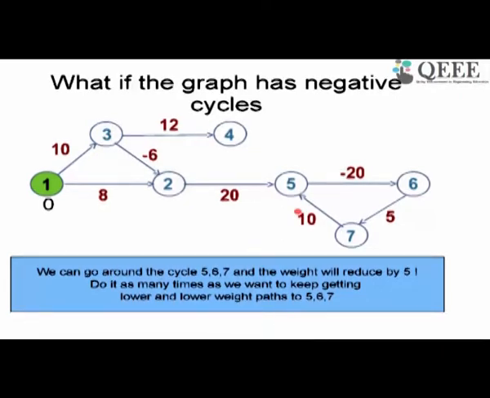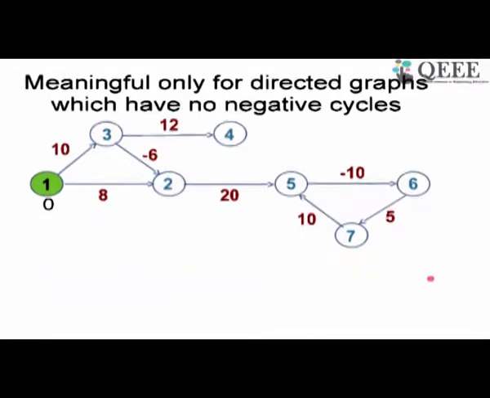Again pathological, meaningless, okay, which is why for negative edges, you only consider graphs which are directed and which don't have a negative cycle. What is a negative cycle? A negative cycle is a cycle in which the sum of the weights of the edges of that cycle is negative. That's called a negative cycle. So a graph which has no negative cycles and which is directed are the only graphs that we will consider. That's the only meaningful graph, okay.